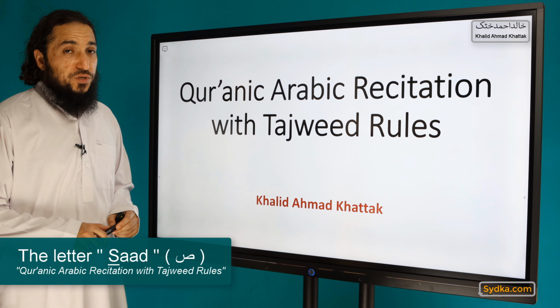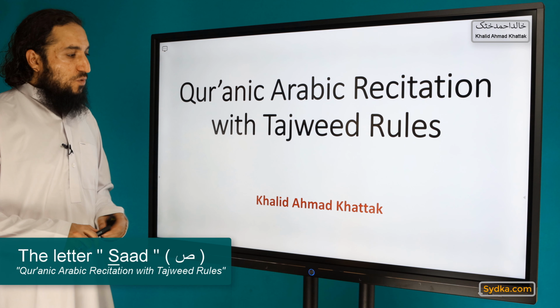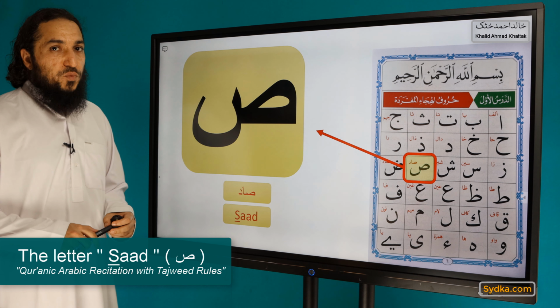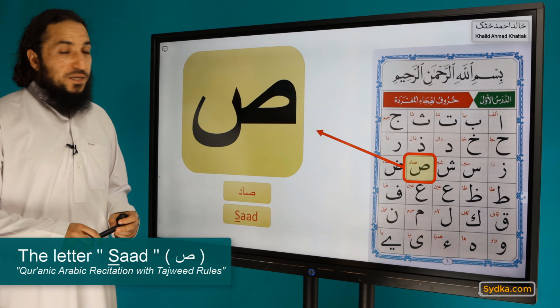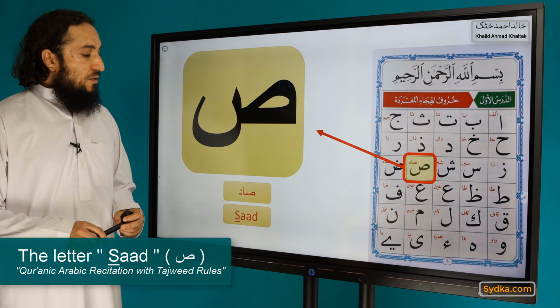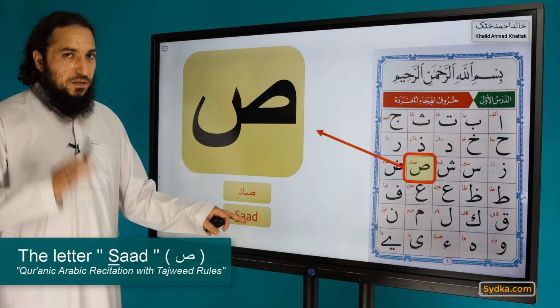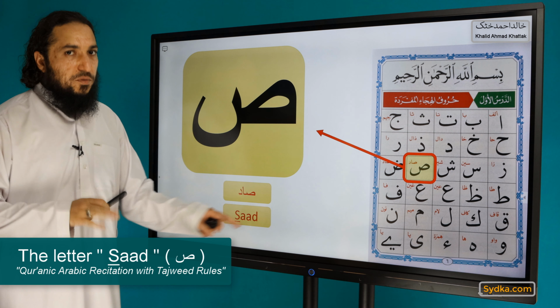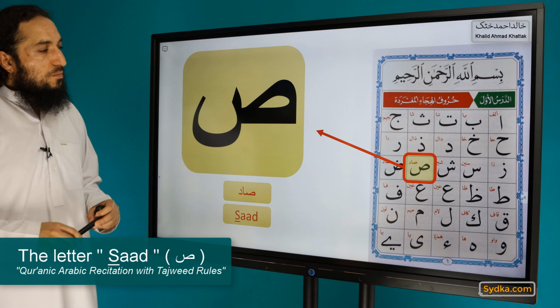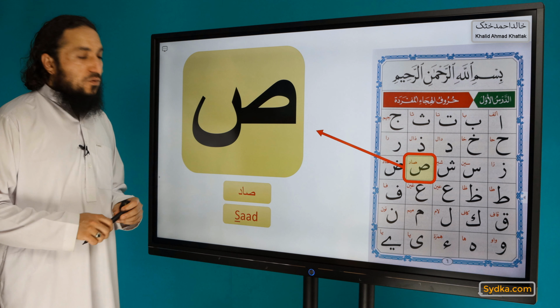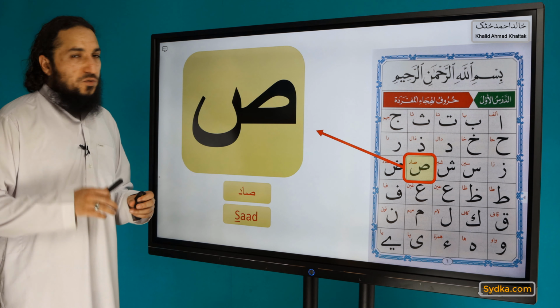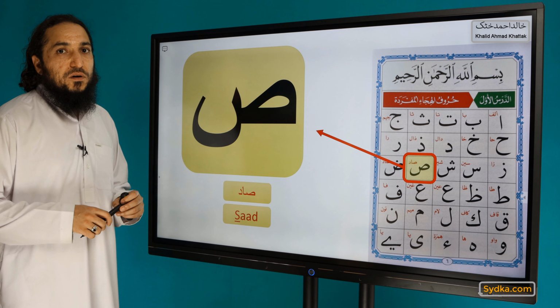Welcome back to another session of Quranic Arabic Recitation with Tajweed Rules. In this session we will be studying another letter of the Arabic alphabet, and it is called Sad. There's a bouncing effect at the end, that's one of the properties of Dal, but we will explain that in one of the lessons about that property. It's called Qalqala. So how to pronounce it is Sad.